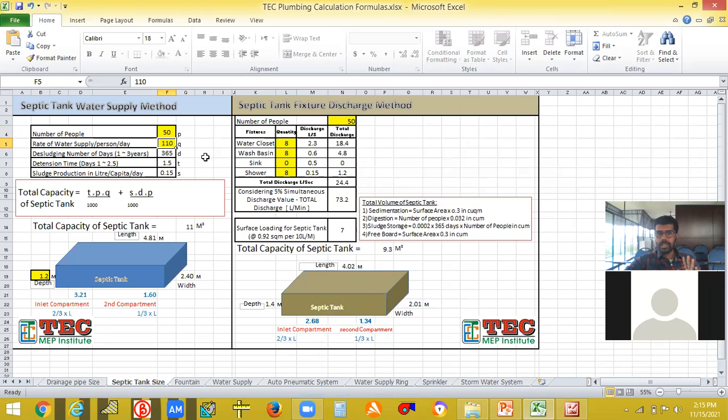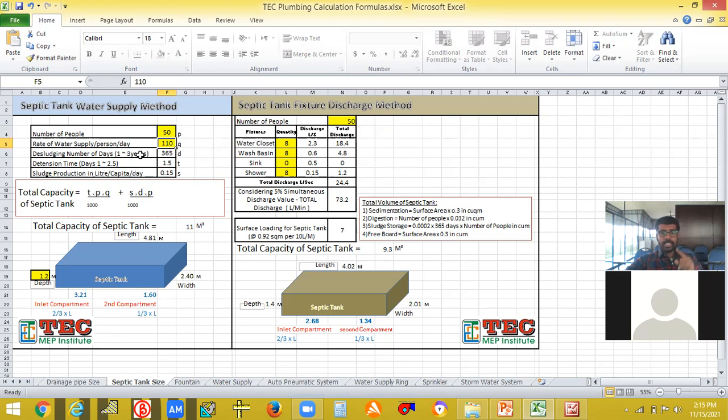You understood what I'm saying? So the number of people you can give, or you can ask the client or the architect how many people you are trying to accommodate in your particular project or particular residence or whatever it might be. They will be giving the number, or we can calculate also if they have given the number of seats, etc.